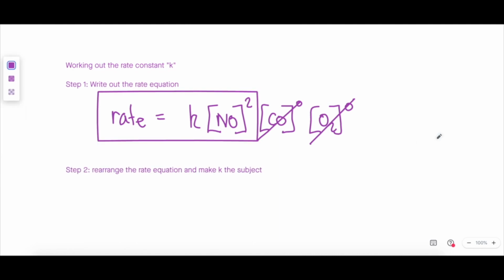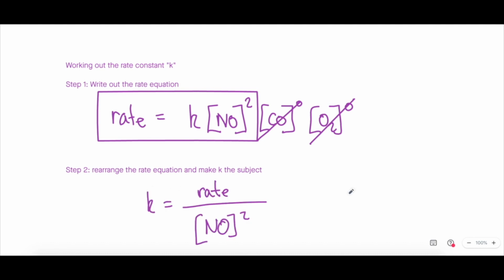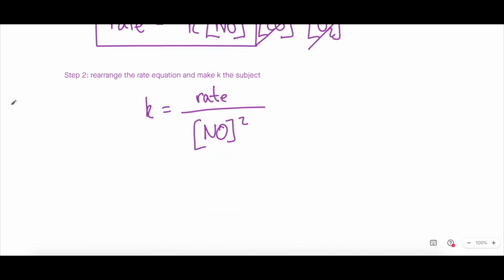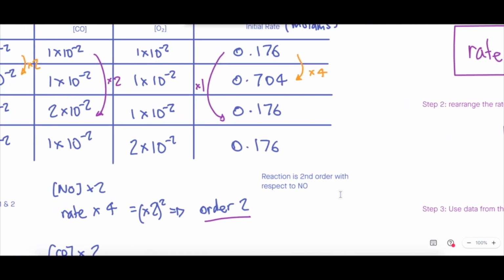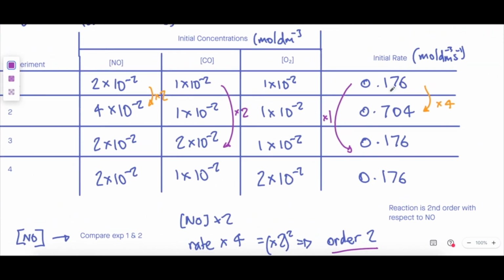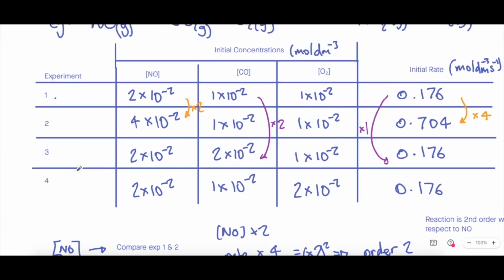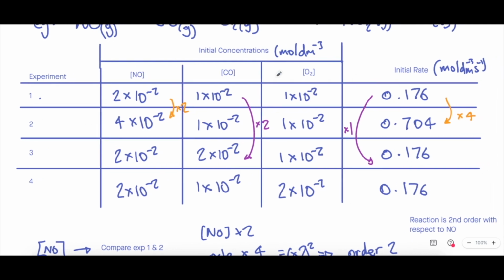Your next step is to rearrange the rate equation and make k the subject. So that would be k is equal to rate over NO squared. Then your next step would be to use the data from the experiment, that's the table that we've got, and sub in the values. So we need the rate and we need the concentration of NO. If we look back at our results, you can pick any of these experiments, 1, 2, 3, or 4.